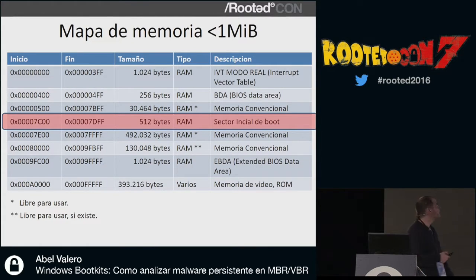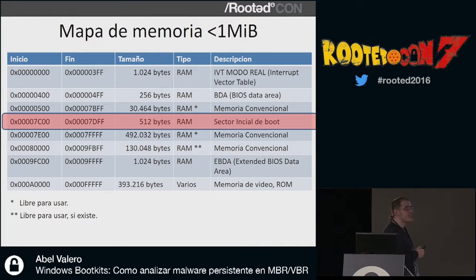This is a special sort of RAM memory. This is 7C00. This is where the BIOS will be reading the startup device for sector 0, mapping it into that address, 7C00. That's why it's such an important address. The MBR and VBR are mapped into that address.